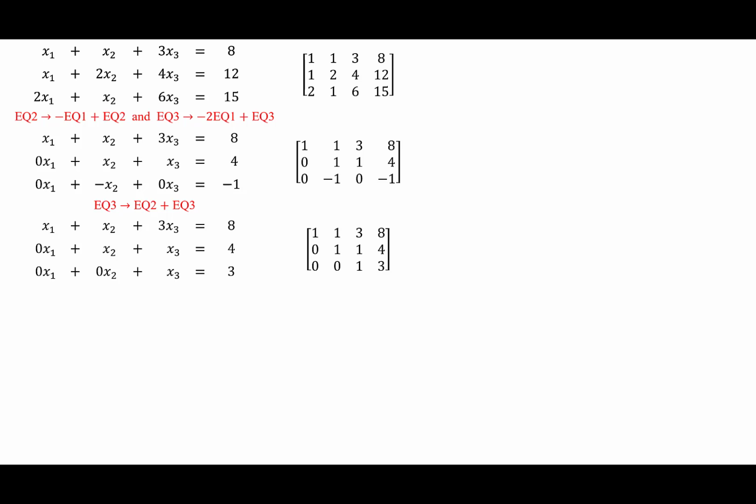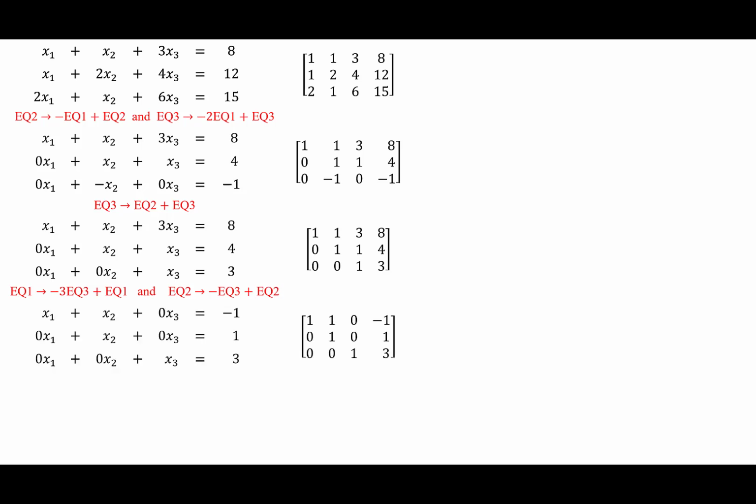Well, we can keep doing these operations to eliminate x3 from equation 1 and equation 2. So notice if we do a negative 3 times equation 3 plus equation 1, we'll eliminate x3 from equation 1. And likewise for equation 2, if we do negative equation 3 plus equation 2, we'll eliminate x3 from equation 2. So we'd get this new system of equations that's getting simpler and simpler, right? And the augmented matrix that represents it.